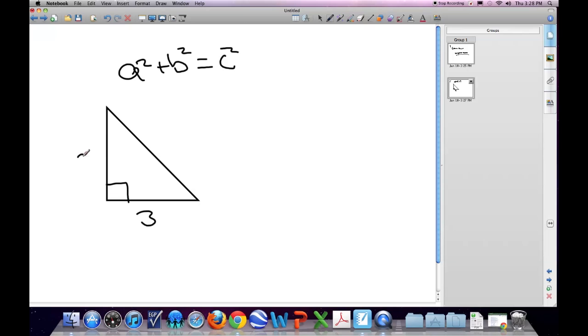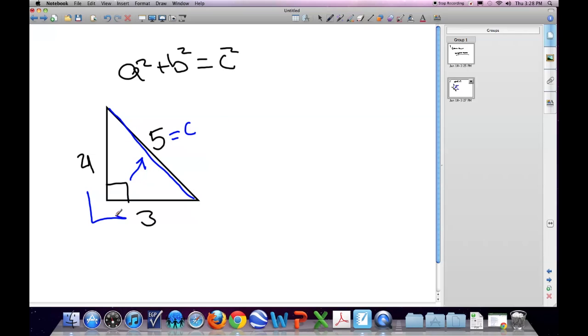Let's say 3, 4 and 5. Now we're going to label these sides. This is going to be C because this is the hypotenuse. This side right here, opposite of the right angle, is called the hypotenuse.